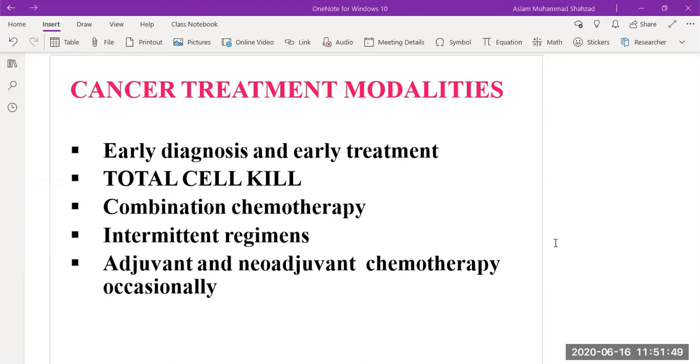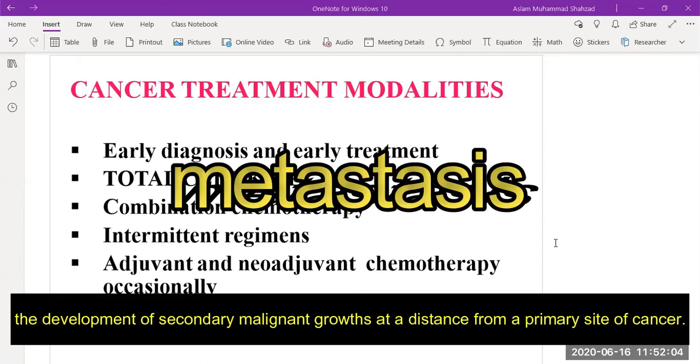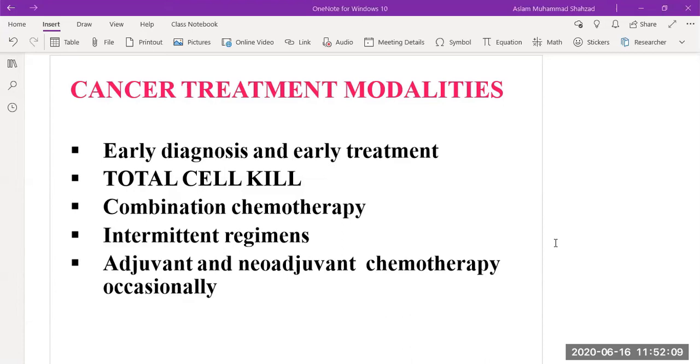Then the second thing which is important before starting the treatment is we need to kill all the uncontrolled cells, because if the uncontrolled cells survive, they can still grow more and more, and then they can cause metastasis, or they can proliferate in different body organs. So early diagnosis with total cell kill is very important.